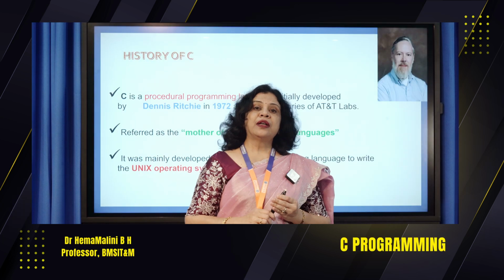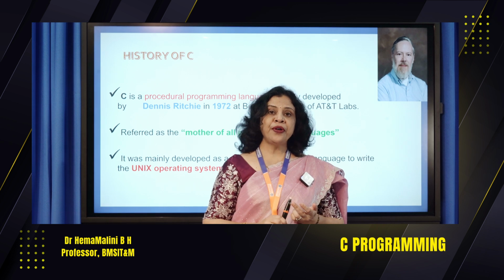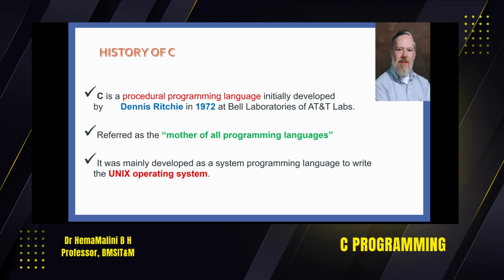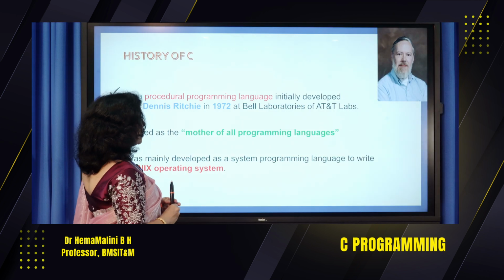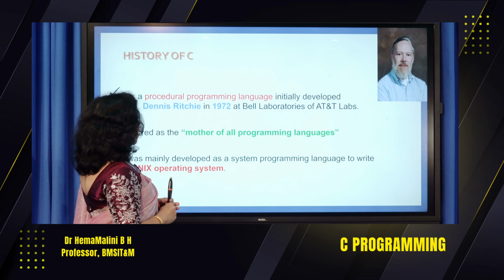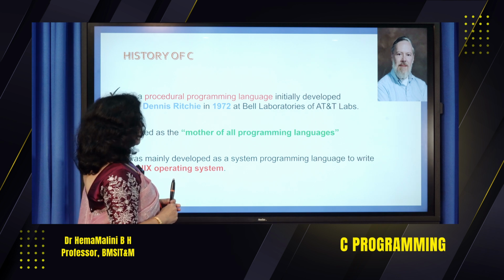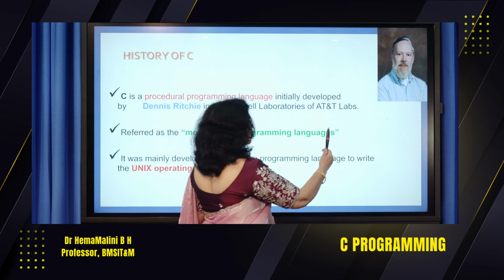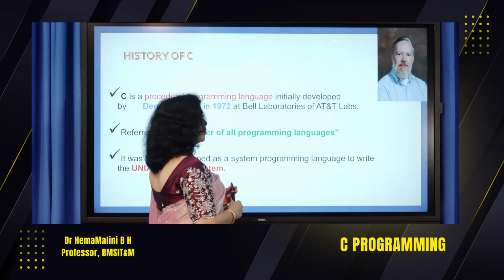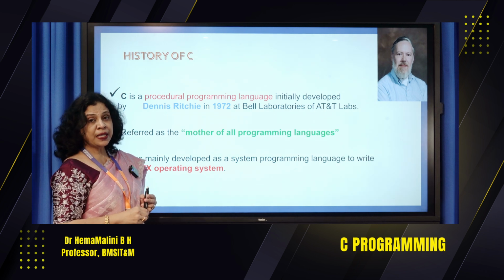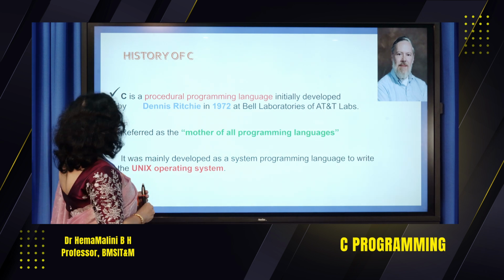After knowing the algorithm, pseudocode, flowchart, now we will come to C. So, let us see what is the history of C. C is a procedural programming language initially developed by Dennis Ritchie in 1972 at Bell Lab of AT&T Lab. So, you can see Professor Dennis Ritchie, he was the one who developed this C programming language.